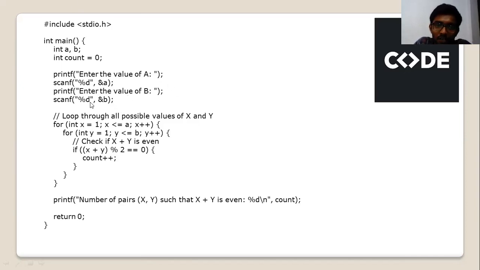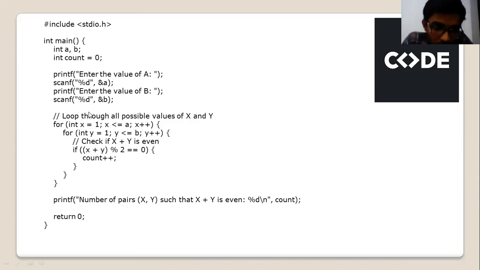Now, we already read the two values, a and b, and we are checking the values between one and a, and one and b. The sum of the two values, x is between one and a, and y is between one and b. The two values x and y. If you add the two numbers, check if x plus y is even or odd.